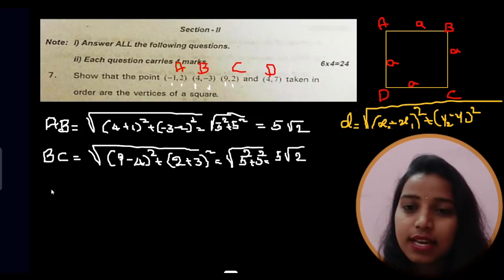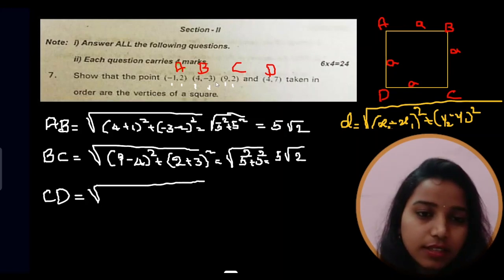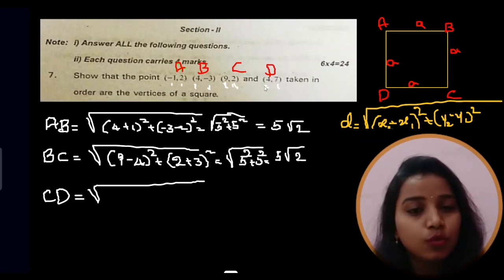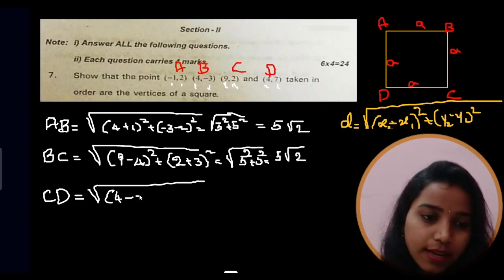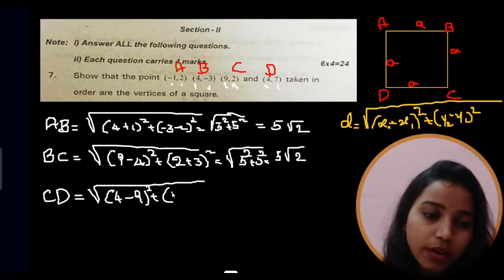BC is done. Now CD. What is the CD distance? First, x1, y1, x2, y2. So x1 is 9, x2 is 4. So x2 minus x1, 4 minus 9, whole square plus, what is y2 minus y1? 7 minus 2 whole square.